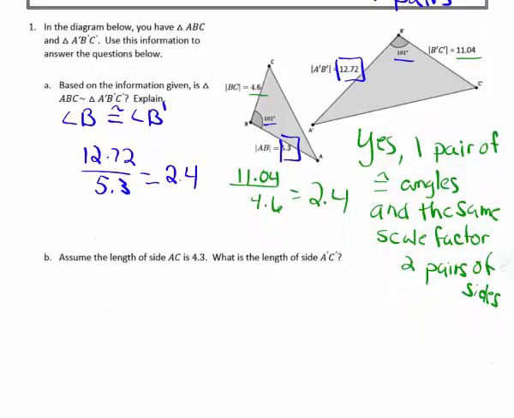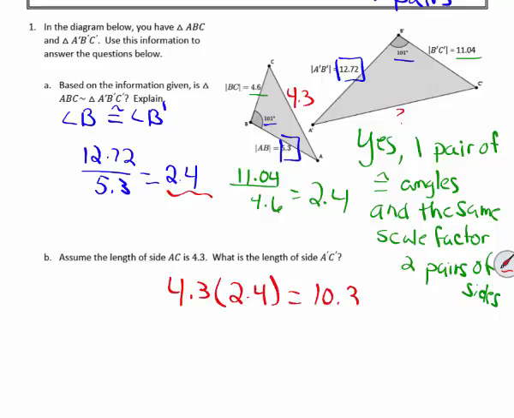scale factor of 2.4 to help me solve this problem. So assume the length of side AC is 4.3. I want to know, what is that side A prime, C prime? So now I'm going from pre-image to image, so I have to multiply by the scale factor, which is going to give me 10.32. And again, I did that all in the calculator. All right, let's try another one.